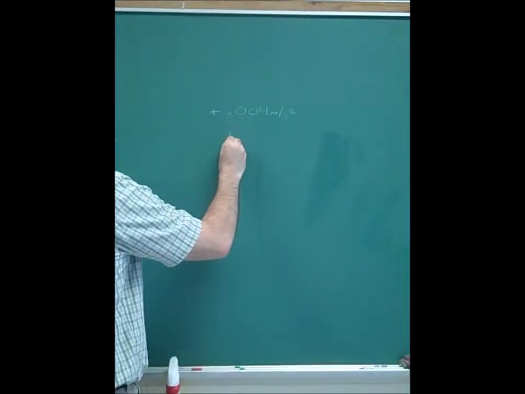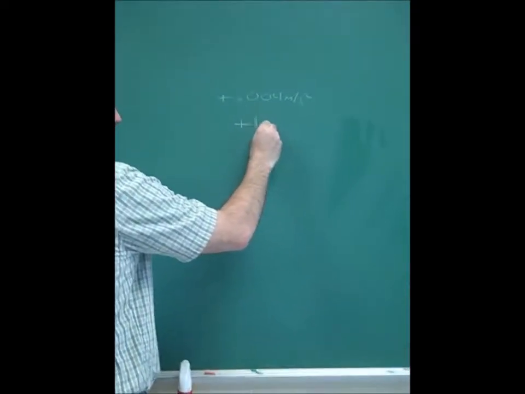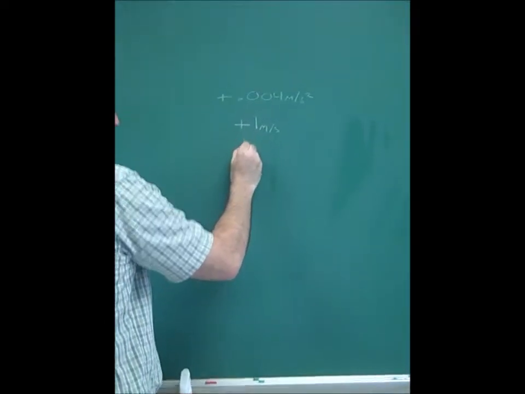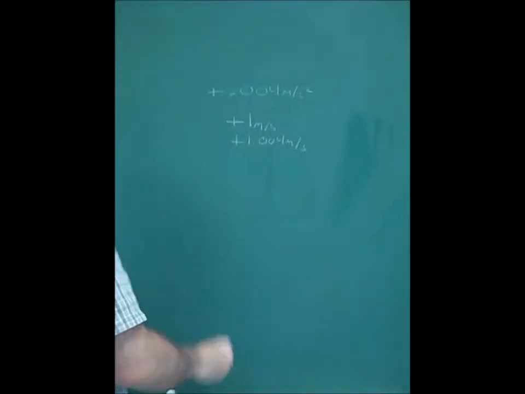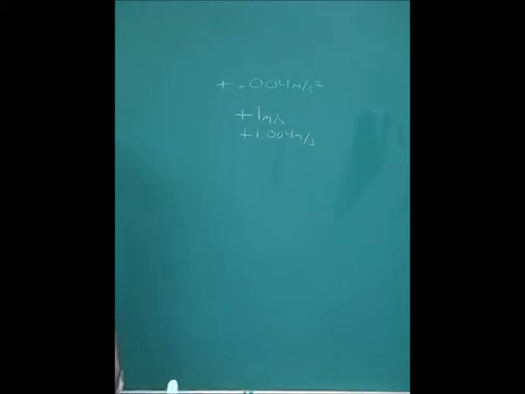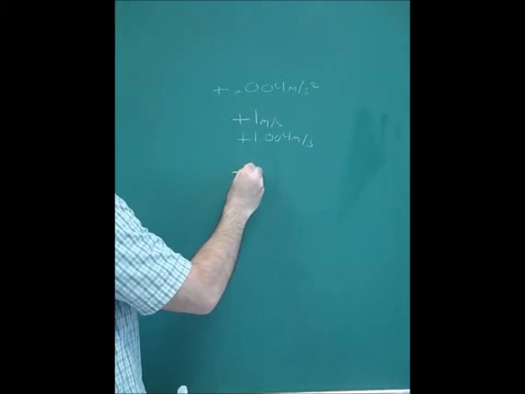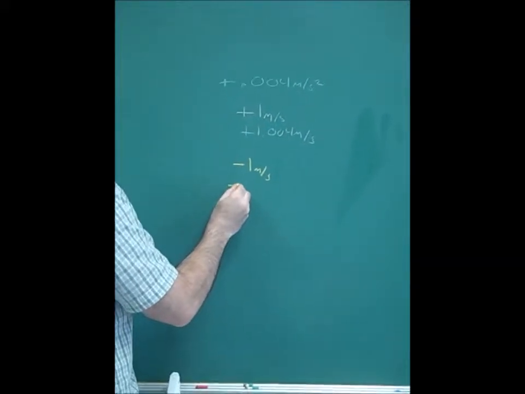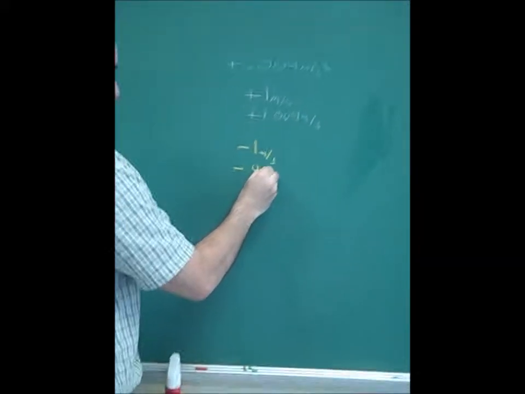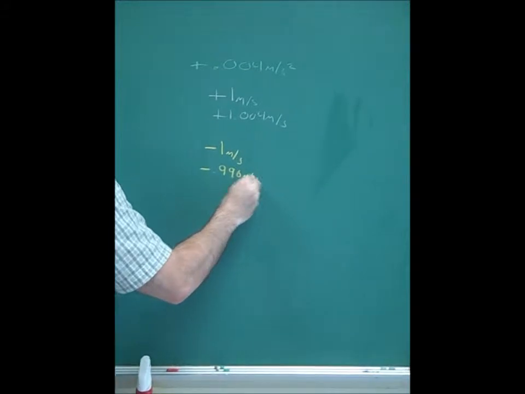If you're going at some positive velocity, for example, positive 1 meter per second, a second later you're now going 1.004. So that makes you go faster. The corollary, however, is if you're going negative 1, and this is your acceleration, you're now at negative 0.996 meters per second. You've gotten slower.